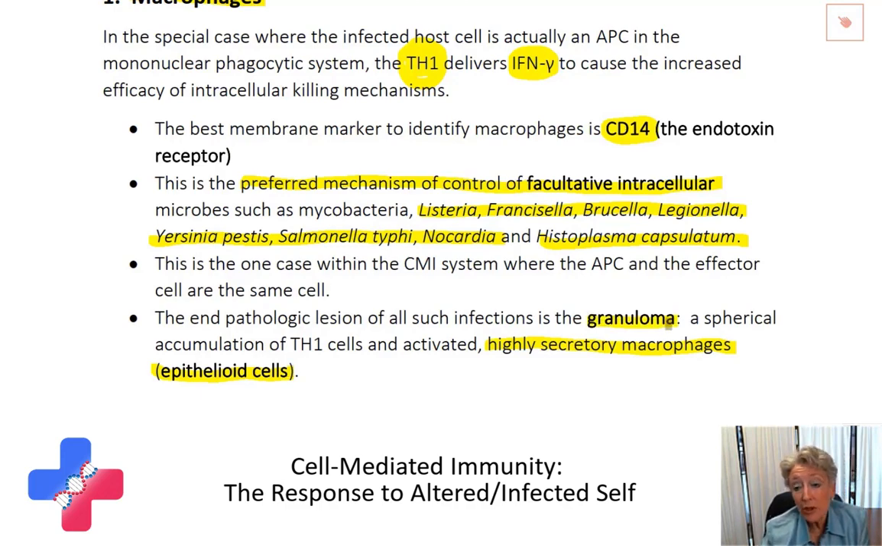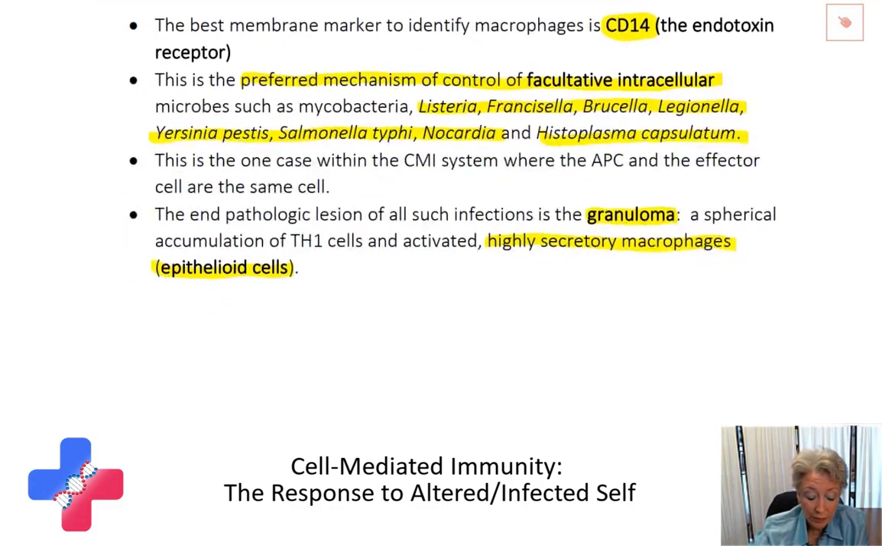Now, as a generality, we can refer to all of the responses happening on this side of the nirvana diagram as being granulomatous inflammatory responses. But the specific lesion of the granuloma is one that we name specifically for these particular organisms because it ends up being a spherical accumulation of T helper 1s and infected macrophages trying to collaborate in order to get rid of these facultative intracellular pathogens.